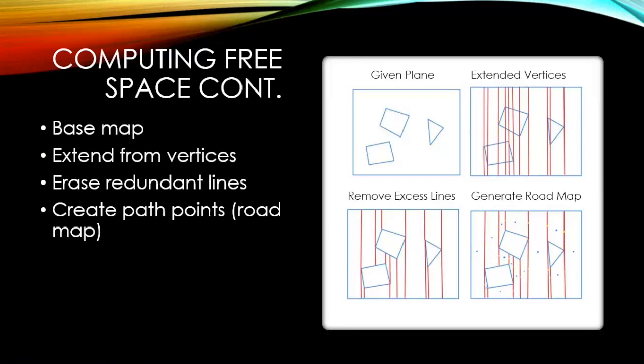So in the third image, the bottom left one, that has all of our free space trapezoids. We then create a road by putting points into the middle of each free space trapezoid. We then connect each of the free space trapezoids to create all of these roads.